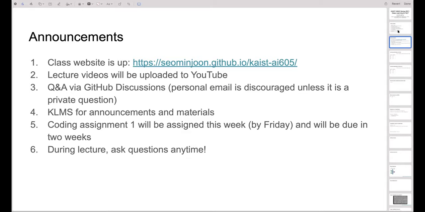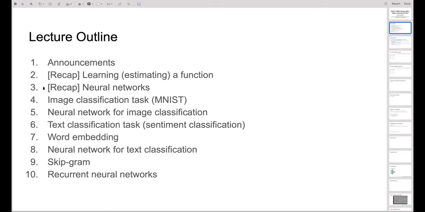Okay, so again, going back to lecture outline. So we'll be recapping a few things, especially what it means to estimate a function and neural networks. We did this a bit last time. And today we'll be going through most of the deep learning basics and also how we can make a neural net for image classification as well as text classification. And when we are doing this for text classification, it's actually necessary to talk about how we tokenize text and also what it means to have word embedding. So let's go through that.